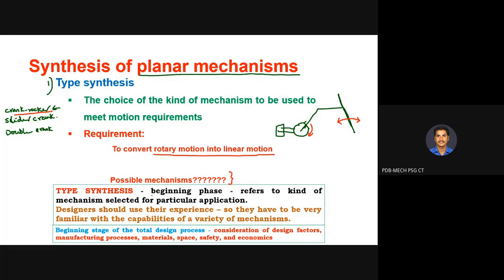So type synthesis, we can call it the beginning phase. Okay, very first we need to identify the type of synthesis. Only if we identify which type can we go to the next synthesis. So it is the very beginning or initial stage of synthesis, which refers to the kind of mechanism selected for a particular application. As mechanical engineers and designers, we need to use our experience to list the various mechanisms and identify the most appropriate one.